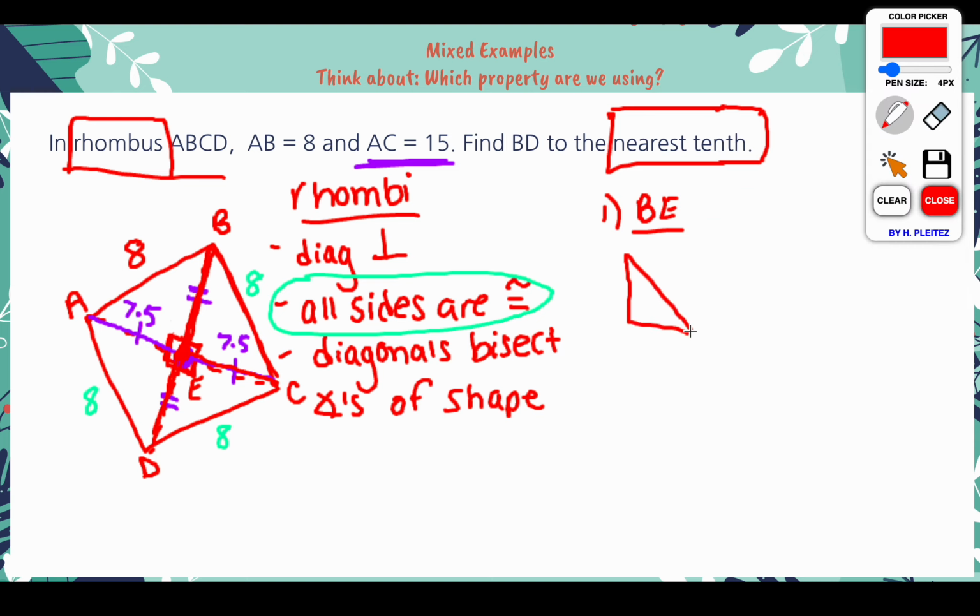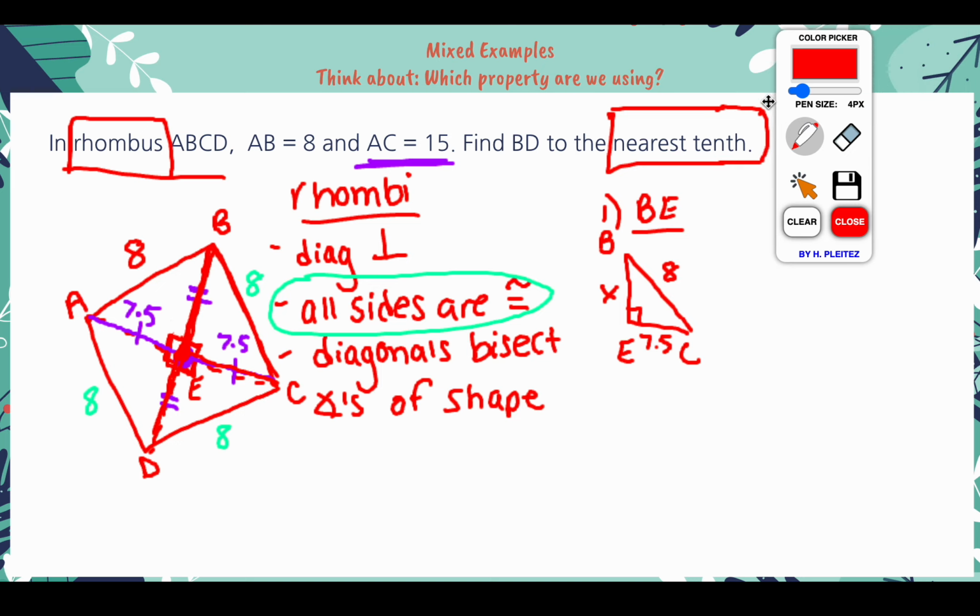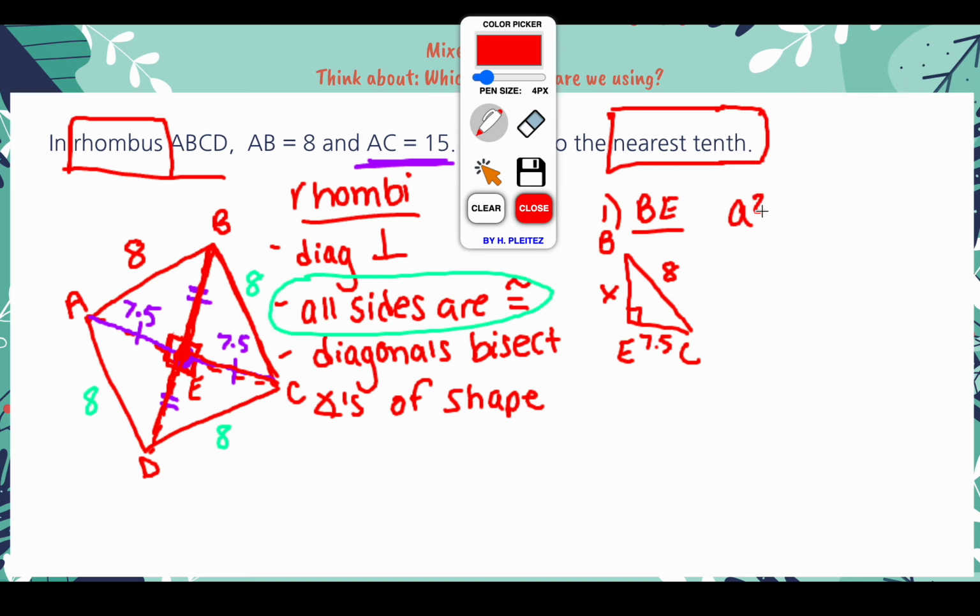Now to find BE, I'm going to take a right triangle. I'll take this right triangle right here, which is BEC, and I'm going to carry over what I have. So I have 7.5, and I have 8, and I don't know this value here. And I do have that right angle in there. So we're going to use the Pythagorean theorem: a squared plus b squared equals c squared.